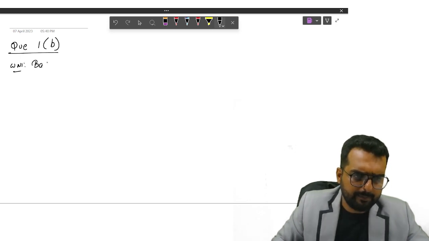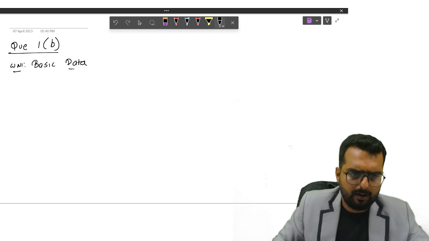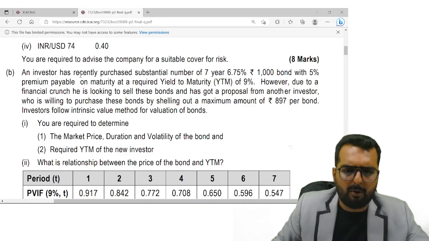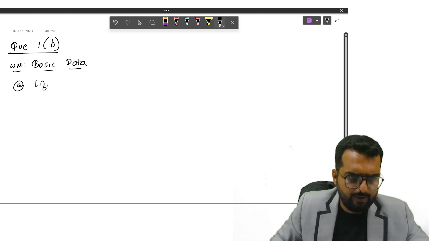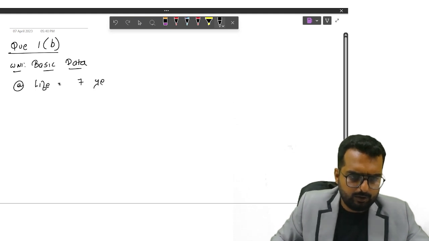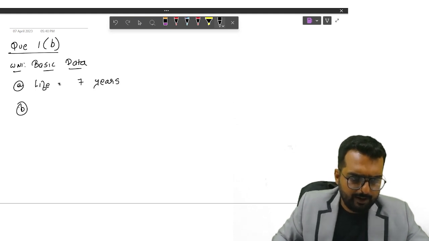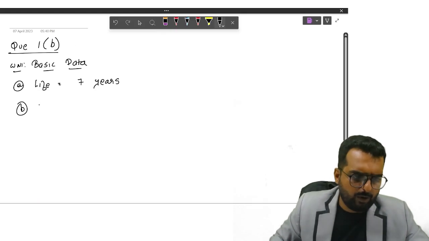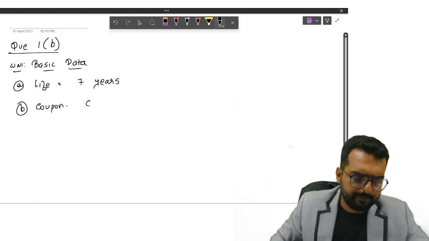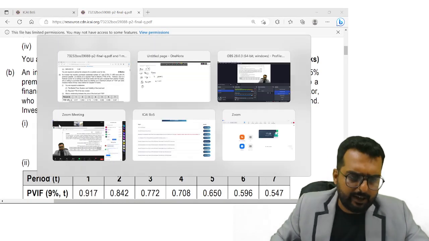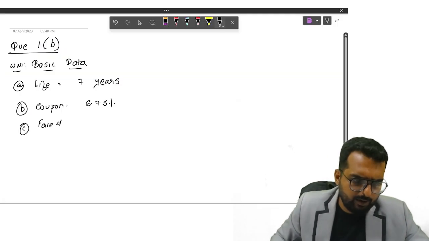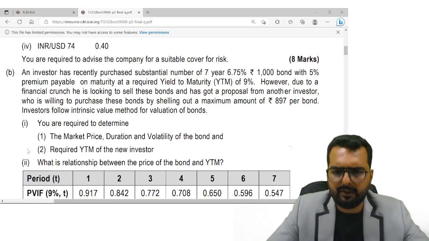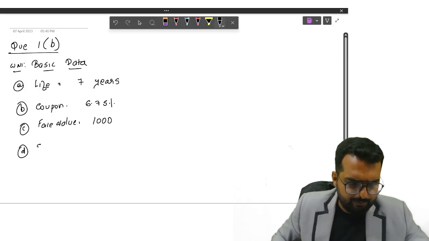Working note number 1. Basic data. Point number A. Life. So what is the total life that you get over here? It will be 7 years. And what is the coupon rate that is told over here? 6.75%. What is the face value of the bond that is mentioned over here? 1000 rupees. Then they have told premium.